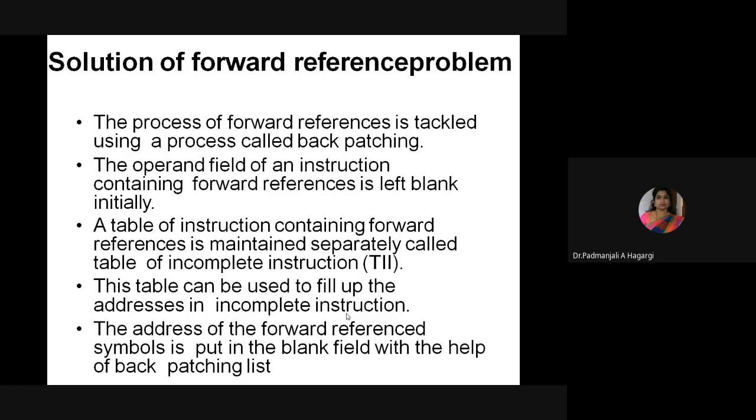These are the incomplete instructions wherever the scan is done in the single pass. So the address of the forward referenced symbols is put in the blank field with the help of back patching. Again, it goes back. The scan will not be completed till the back patching is completed. Wherever at the first scan a blank is found for the forward references, it is solved by using the table of instructions containing the forward reference, and by back patching those blanks get filled. And in this way it synthesizes the code of the instruction and starts generating the machine code.